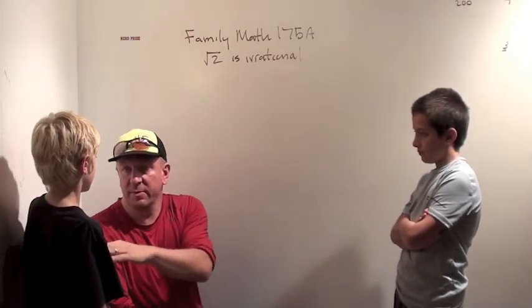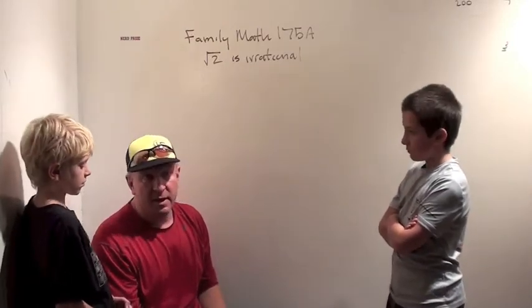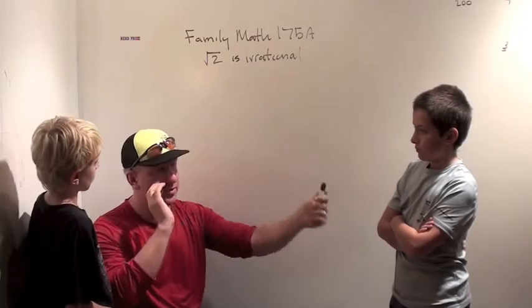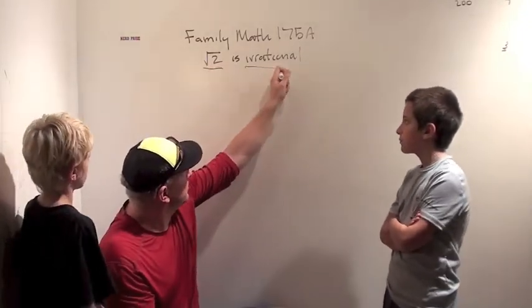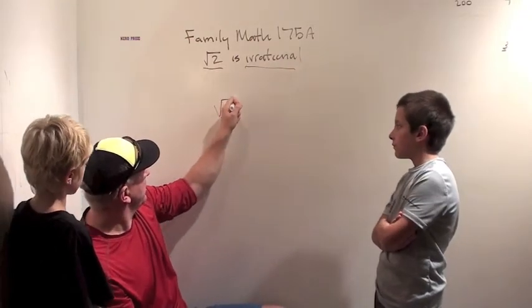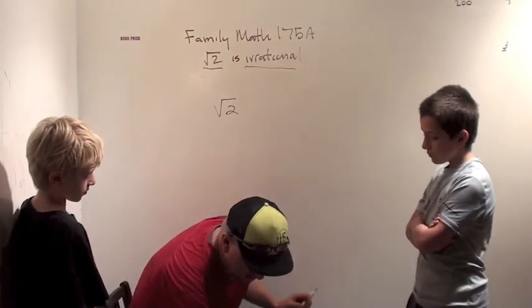Some of them are going to involve number theory that you're learning about. Some of them are going to involve geometry that you're learning about. And it's fun to see a problem from a bunch of different ways. What we're going to show is that the square root of 2 is irrational. Now, the first thing, before we even get started, what is the square root of 2?